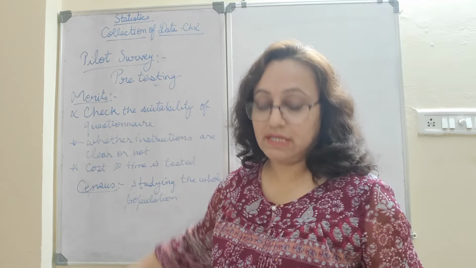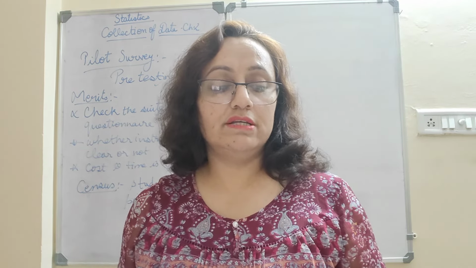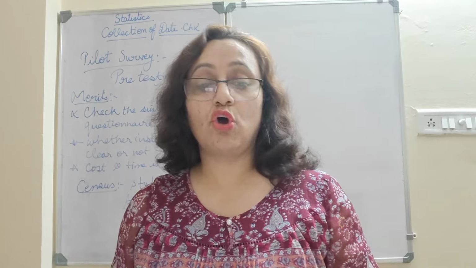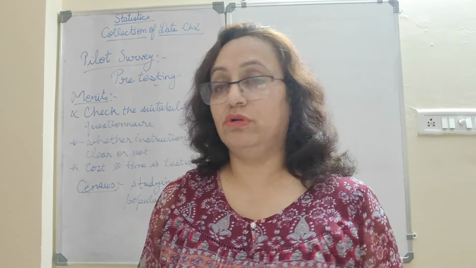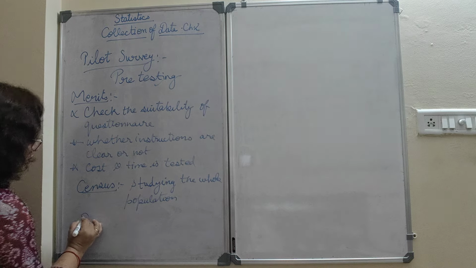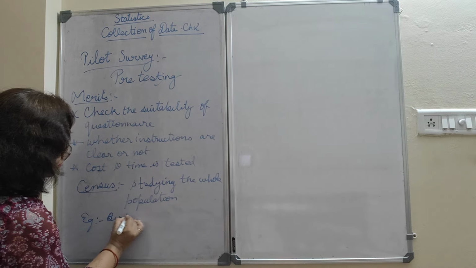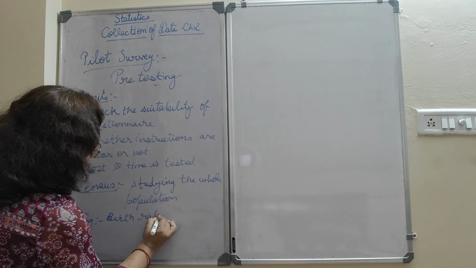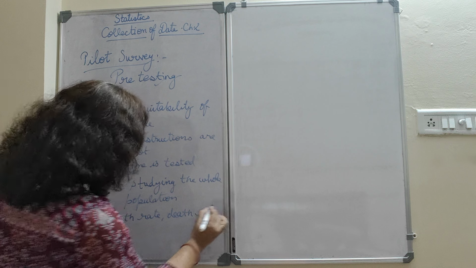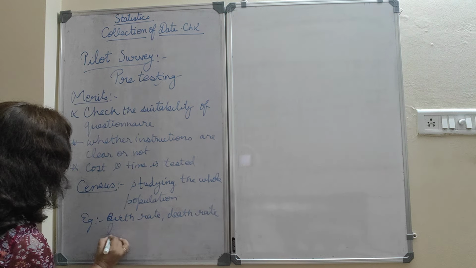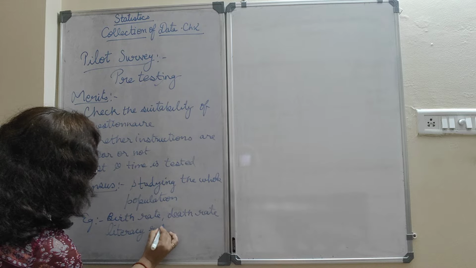So a census includes every element belonging to the population. It is a method of data collection in which observations of all the units in the population are taken into account. If you remember this, you will always remember the definition. Examples are the birth rate, the death rate, and the literacy rate, meaning how many people are literate. So many things are there.